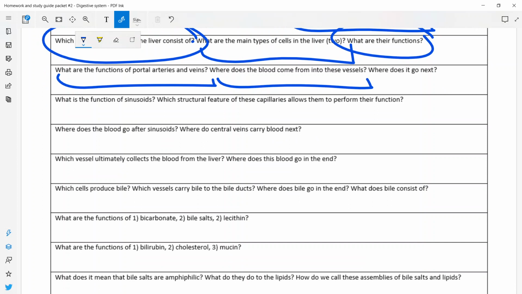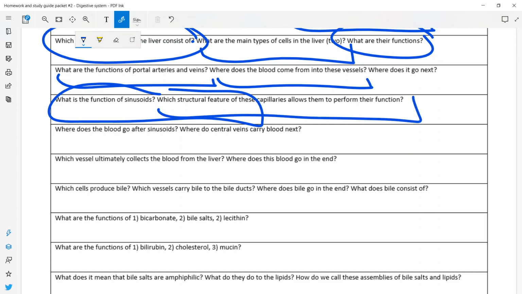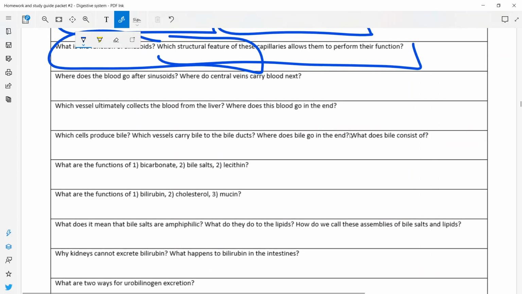In sinusoids, there's an exchange between the blood and hepatocytes. They're really permeable. So that's a structural feature, they're really permeable. After sinusoids, blood goes into the central veins, and central veins eventually carry blood into the hepatic vein.